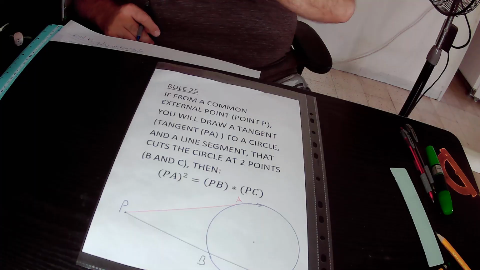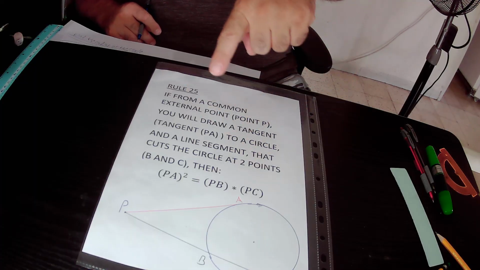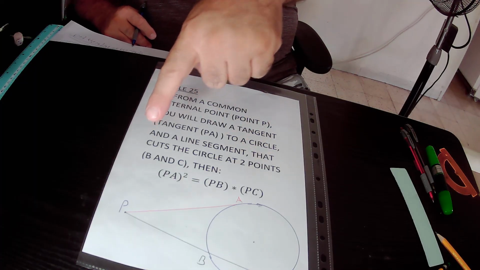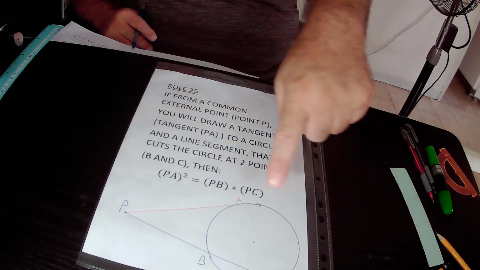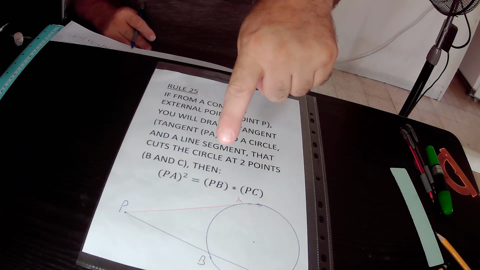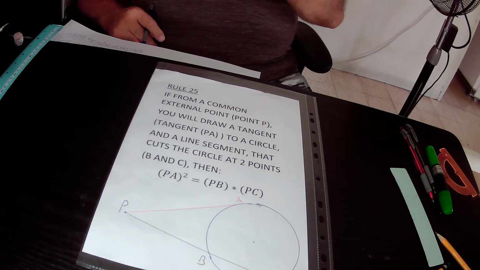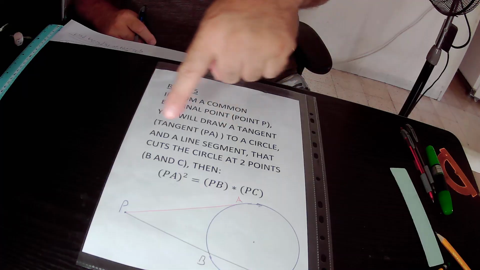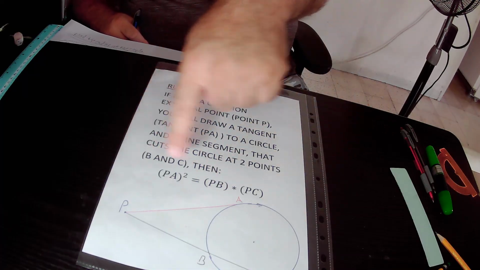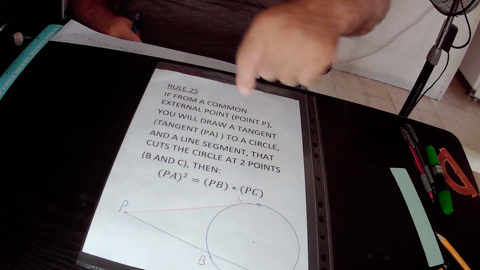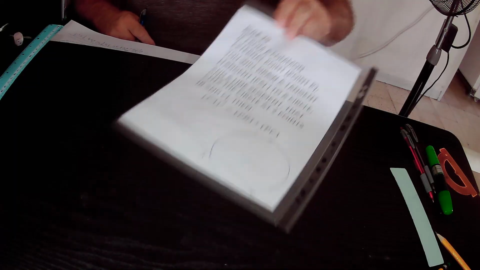So in this drawing we have tangent PA, and from the same common external point, point P, we have line segment PC that cuts the circle at 2 points, B and C. So in this drawing the following equation is true: PA square equals PB times PC. So I can actually implement Rule 25 in our drawing.